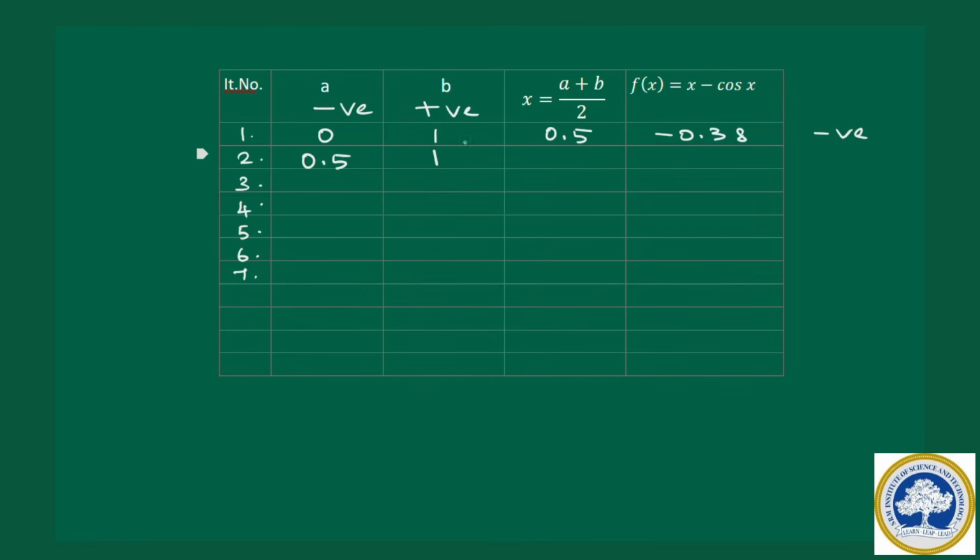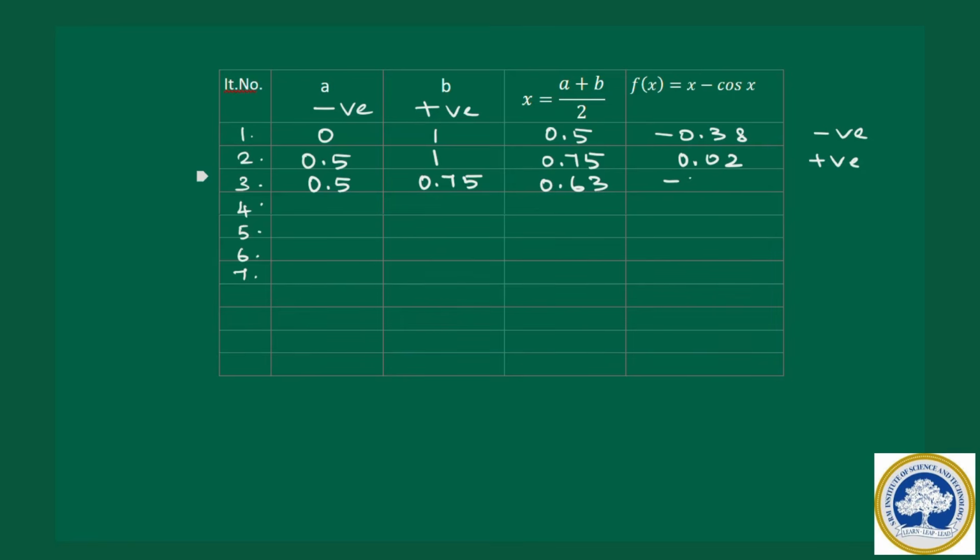Now we calculate 0.5 plus 1 divided by 2. So this is 0.75. So f of 0.75 is 0.02. So this is positive. Positive means this 0.75 should be transferred over here for b. So a remains the same. Now you take the average of these two. This will give you 0.63.